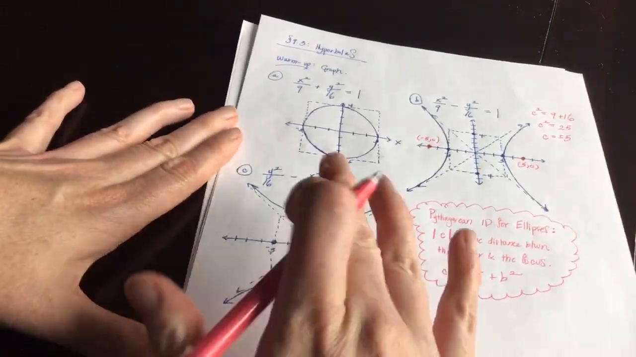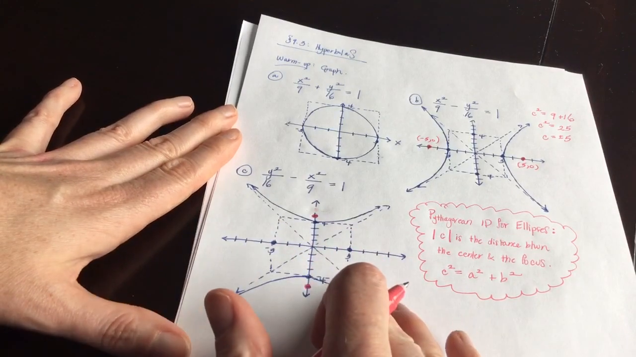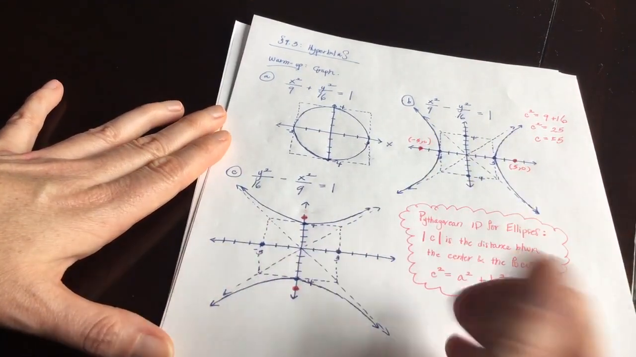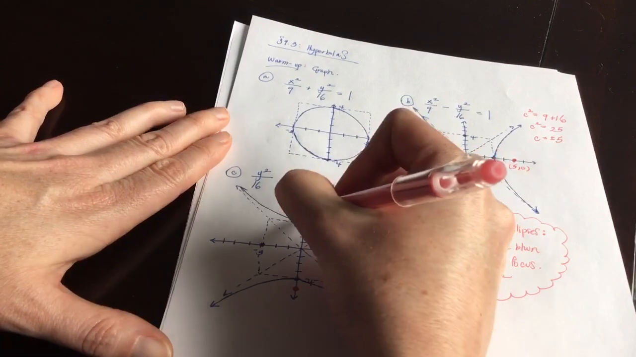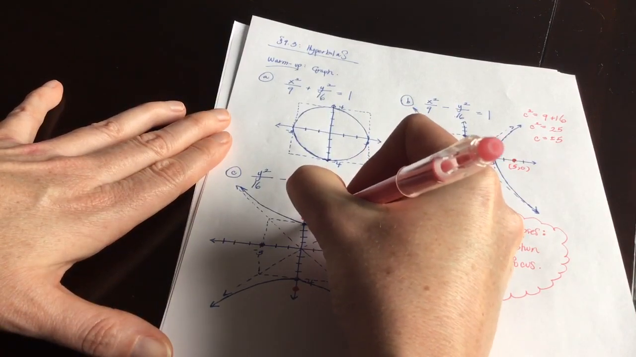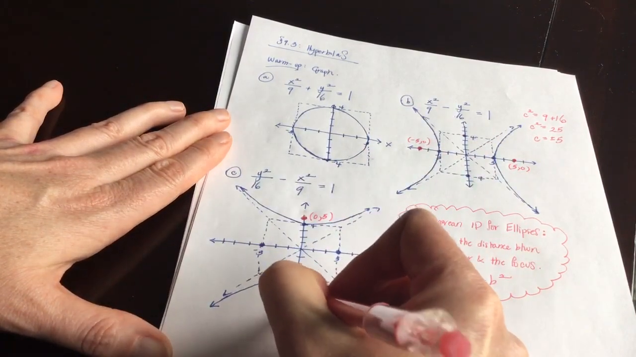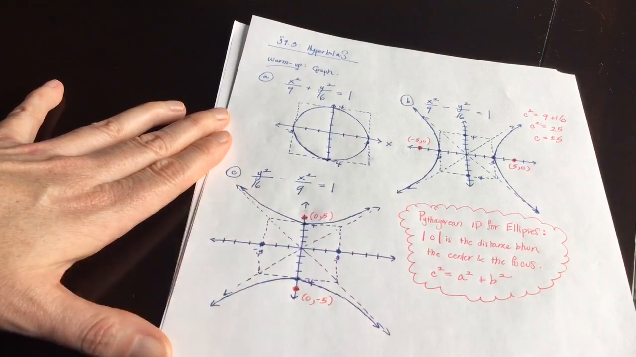If you're asked to find the foci of this picture right here, the work would be very repetitive with what we just did for part B, and you'd end up finding that you'd have one focus at 0, 5, and the other focus at 0, negative 5.